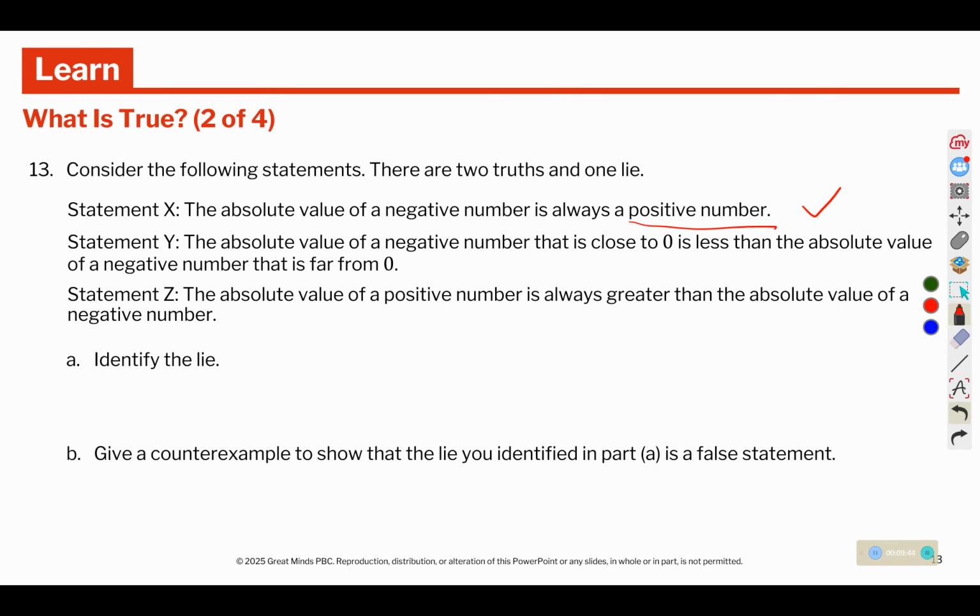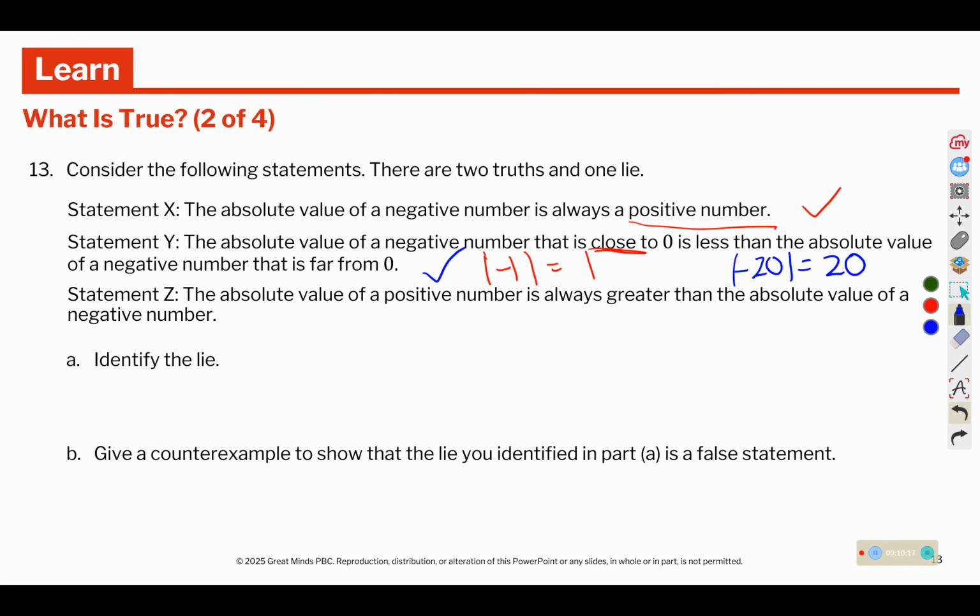So let's pick one that's close. Negative 1. But it has to be negative. Its absolute value is 1. This one's close to 0. One that is far from 0 could be like negative 20. Its absolute value is 20. This says the absolute value of a negative number close is less than the one that's far. 1 is less than 20, so this is true.